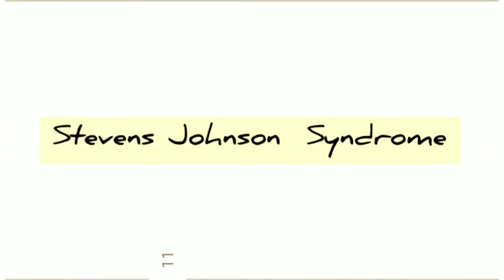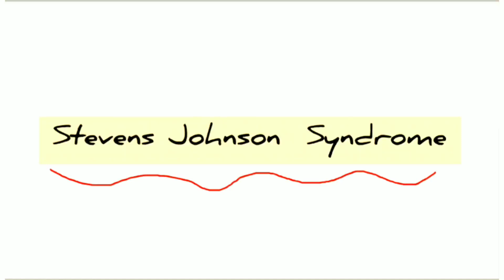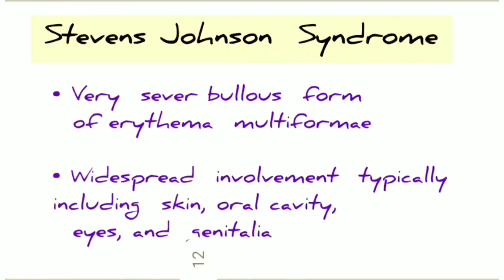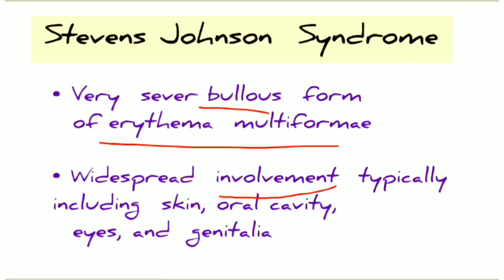Now let us see what is Stevens-Johnson syndrome, one of the most important and severe forms of this erythema multiforme. So it is a very serious bullous form of erythema multiforme. So it is erythema multiforme only, but of a serious bullous formation. It is a widespread involvement typically including skin, oral cavity, eyes and genitalia. So here a widespread involvement of the skin and different mucosa can be seen.